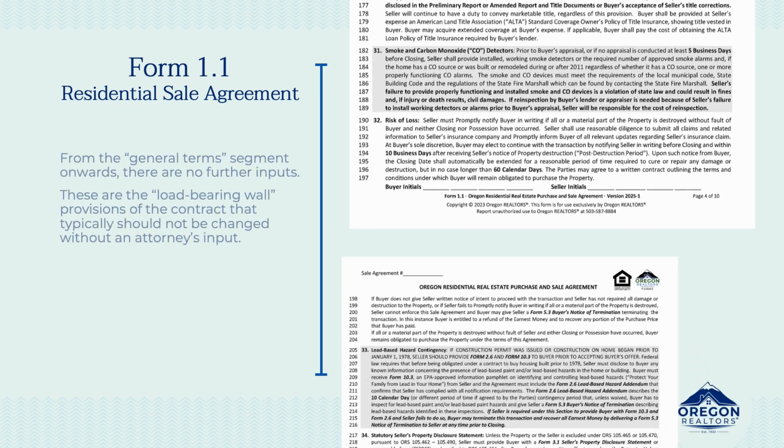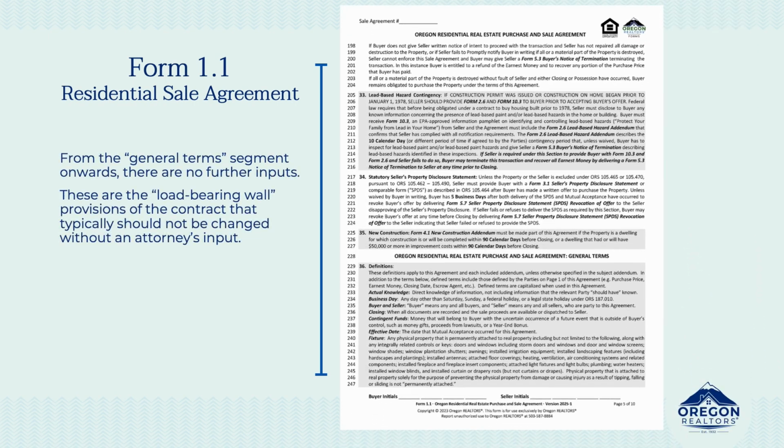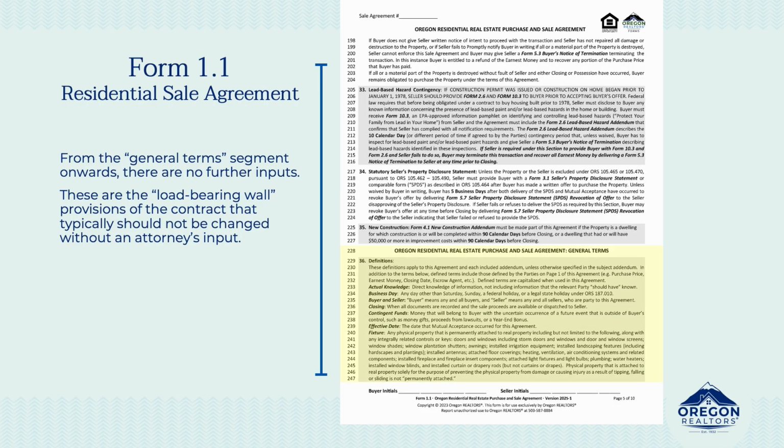The third chunk of the contract happens a little later on, and this is essentially just all the rest, the general terms sections. There are no inputs that a broker is going to make in the general terms section. These are the load-bearing walls of the contract. Essentially, you don't want to modify these provisions because they provide the foundation for the contract. It defines closing, it defines termination, it states that you are able to do assignment or not do assignment.